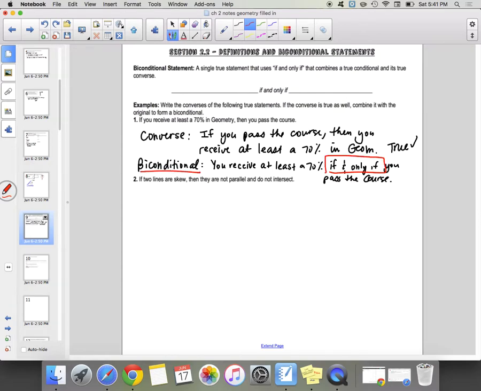So it says if two lines are skew, then they are not parallel and they do not intersect. So the converse would be true. So if two lines are not parallel and do not intersect, they must be skew lines. And the biconditional would be two lines are skew if and only if they are not parallel and do not intersect.